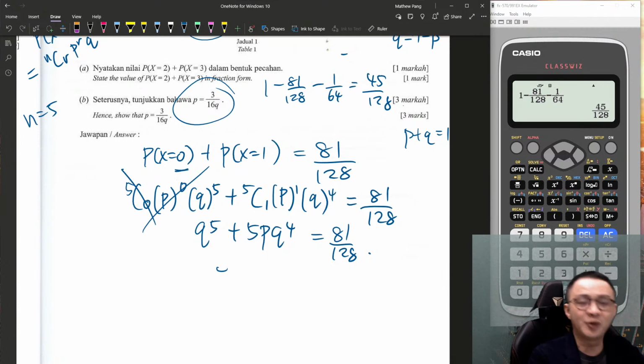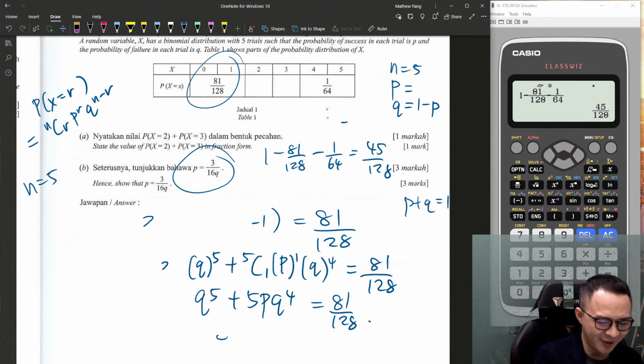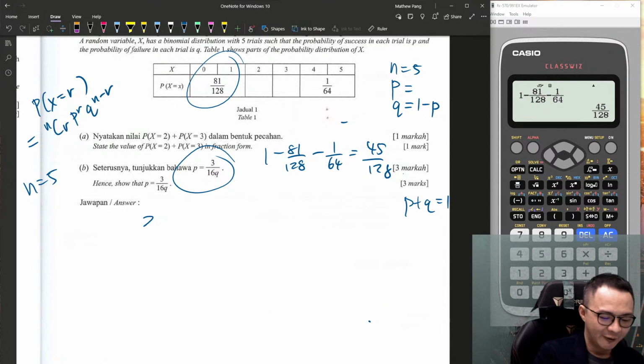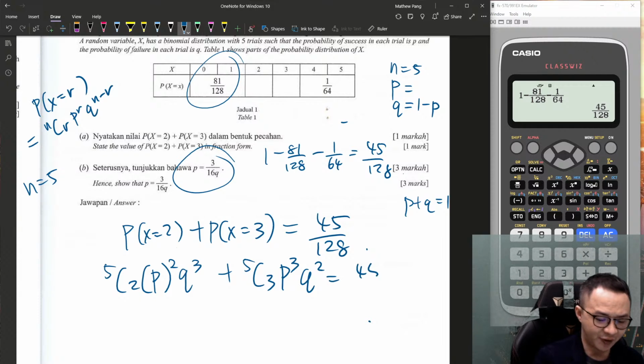Nah. Okay, I don't want to use 0 and 1. I use 2 and 3. I think maybe this number they just simply give. Let's try the second one. X equals to 2 plus x equals to 3 is equals to 45 over 128. Okay, so this one is 5c2 p power of 2 q power of 3 plus 5c3 p power of 3 q power of 2 equals to 45 over 128.